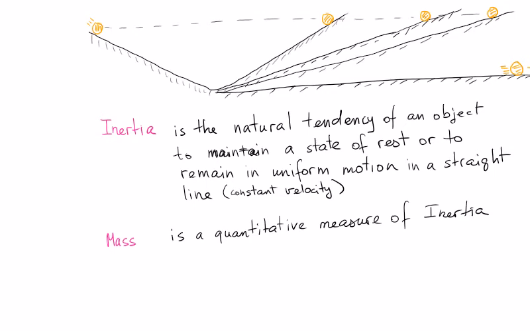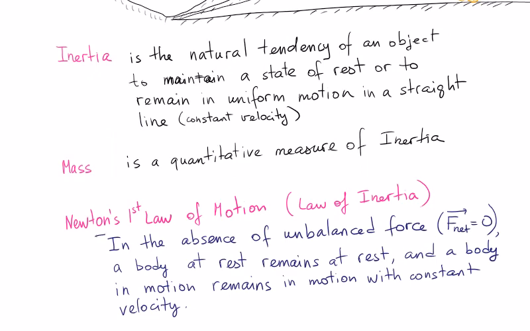Now, Newton's first law of motion, sometimes called the law of inertia, summarizes these observations. In the absence of unbalanced force, where F net is 0, all the forces add up together to 0, a body at rest remains at rest, and a body in motion remains in motion with a constant velocity.